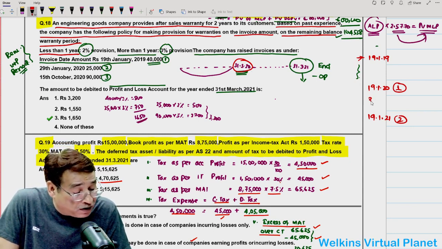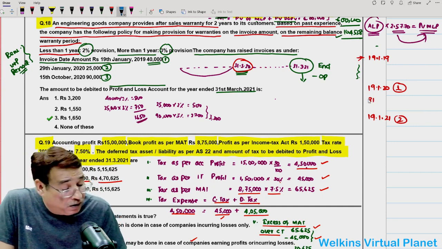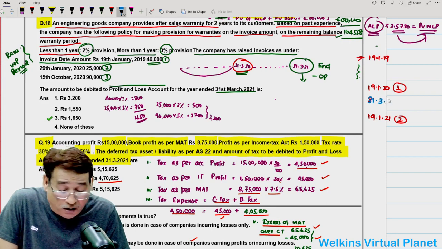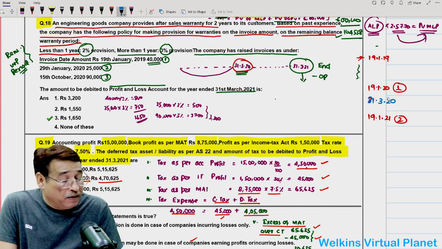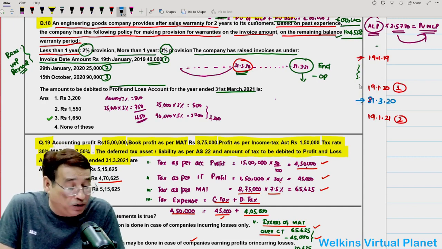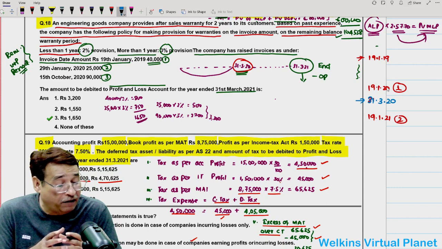31st of 3, 2020 will fall somewhere here. I will write the 31st with another pen. 31st of 3, 2020 will fall somewhere here. See here, when I make the provision on this date with respect to this, how much time period is remaining that I have to consider?